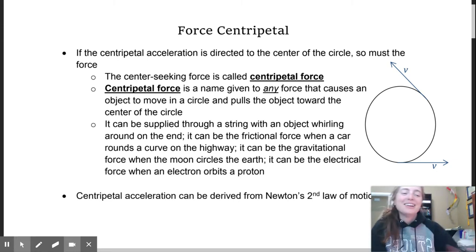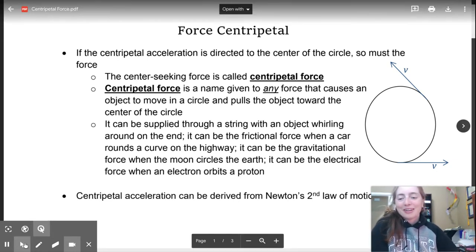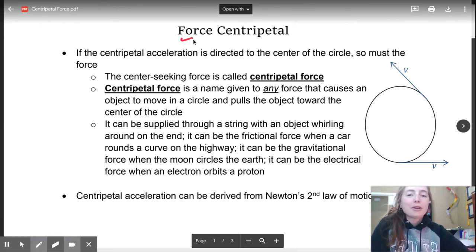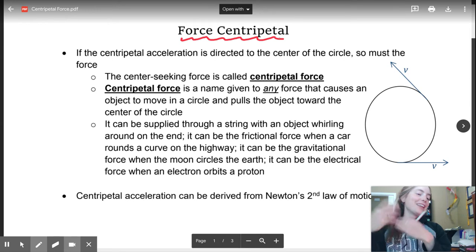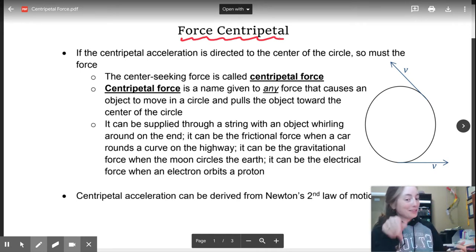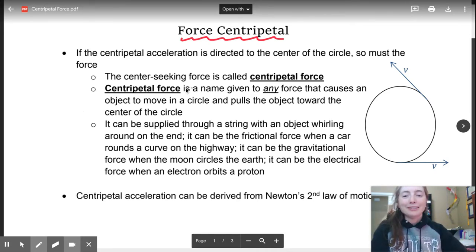So today, ladies and gentlemen, we're going on to our next part of circular motion, and we're going to be looking at centripetal force. Remember how last video we talked about centripetal acceleration? Well, this one is now centripetal force. Remember, centripetal means center-seeking in Latin. So the center-seeking force on any particular object that's spinning in a circle is going to be your centripetal force.